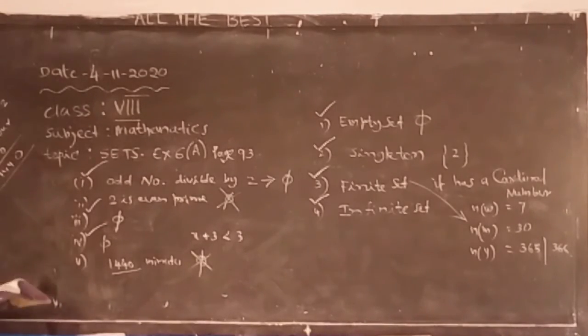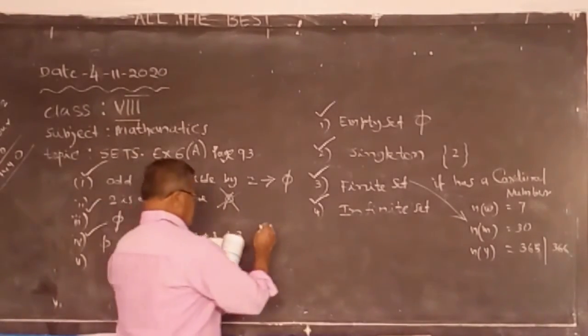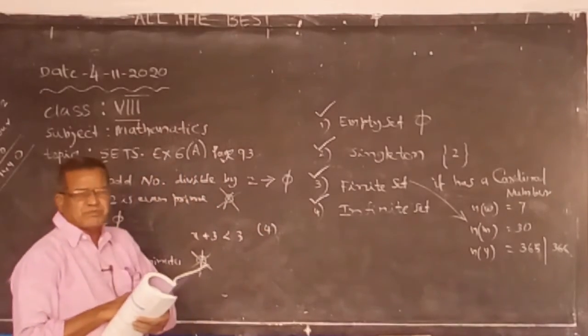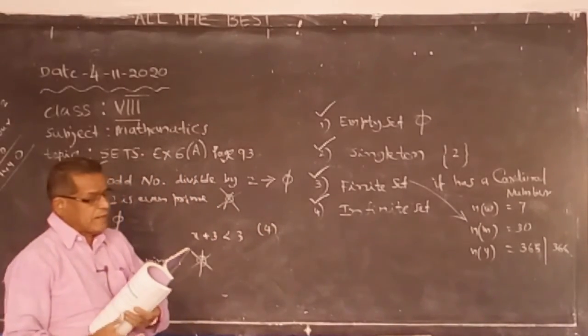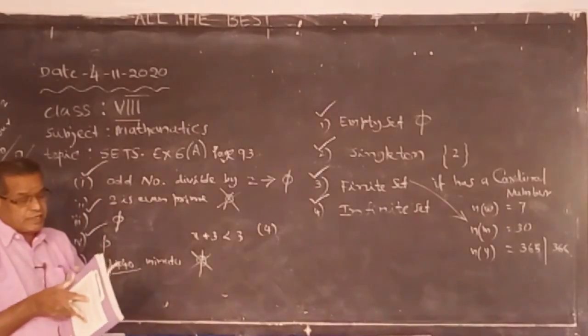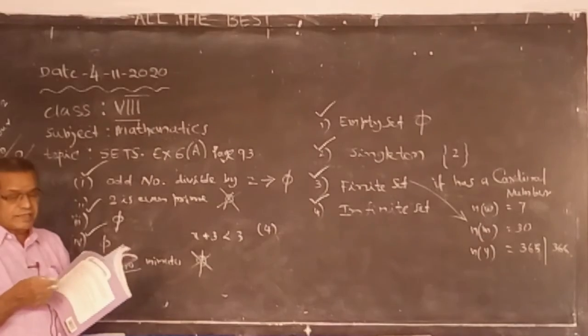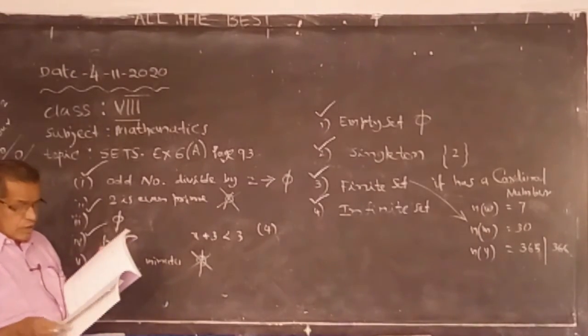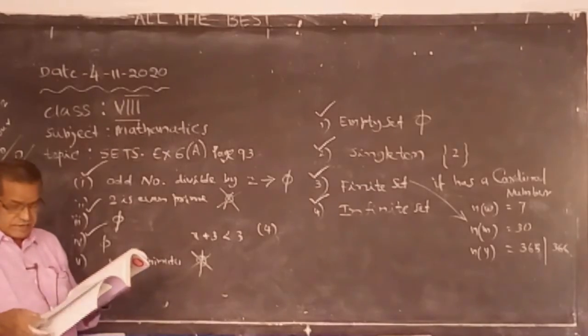Next one, like that, one more. State the cardinal number of the following sets. I want to do only 4 of these. He is asking only for the cardinal number. Planets of our solar system: how many planets are there? 9. So you write 9.